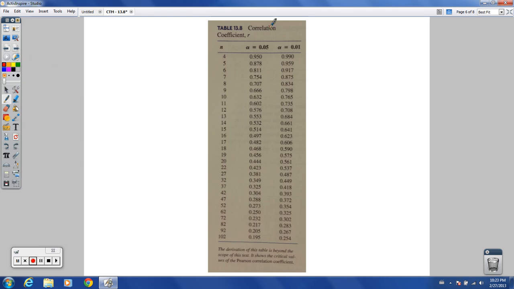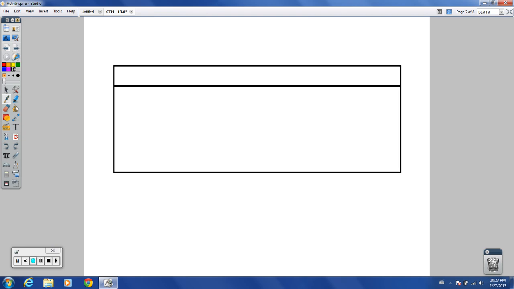And then this table we're going to use a little later. So right now just know that we're going to come back to this. Table 13.8 is going to be talking about whether the things are actually correlated or not. One more big equation for this lesson.